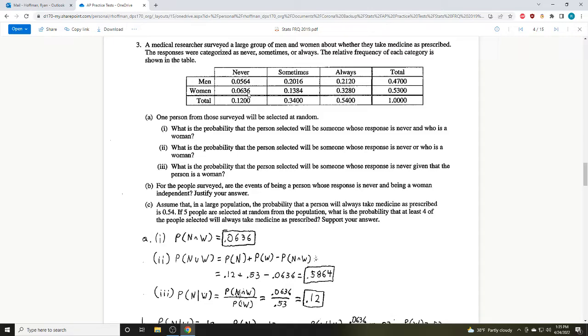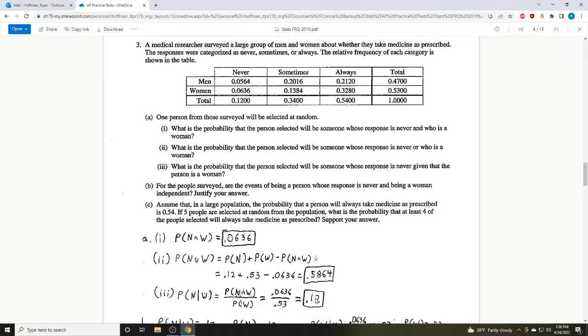And the last part, it says the response is never given that the person is a woman. That's a conditional probability, never given woman. So out of all the women, how many of them said never? So out of all the women, which is the 0.53, how many said never? That's the 0.0636. So since I know they are a woman, I only want to focus in on going out of all the women, how many of them said never? And that's how we get the 0.12.